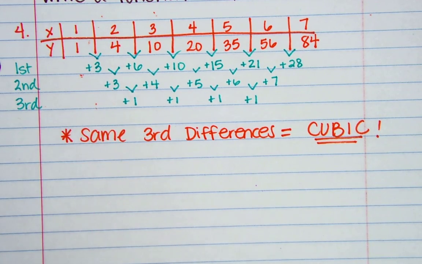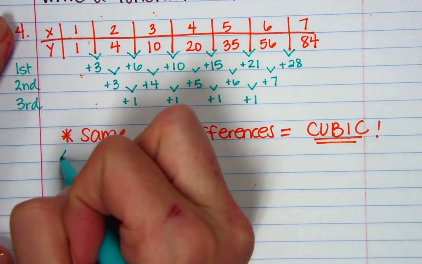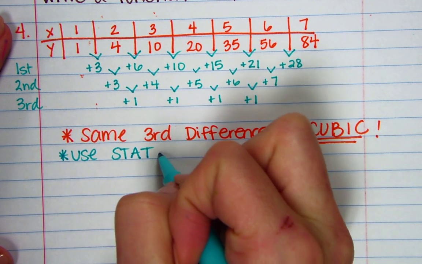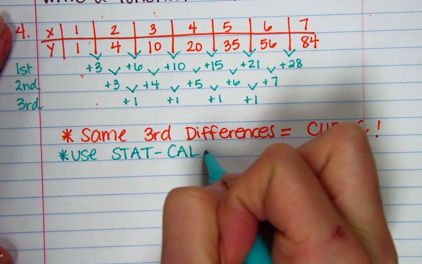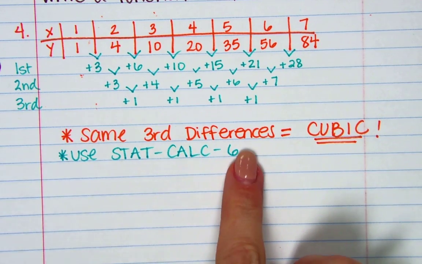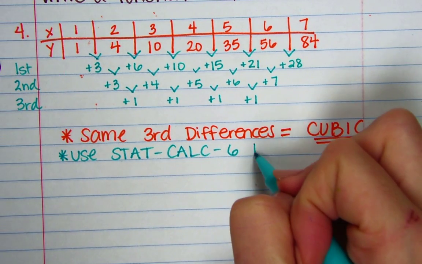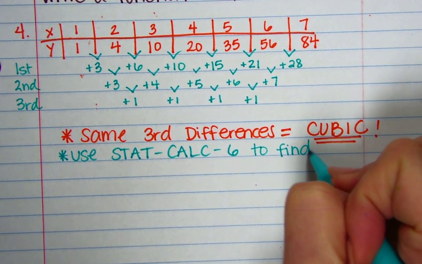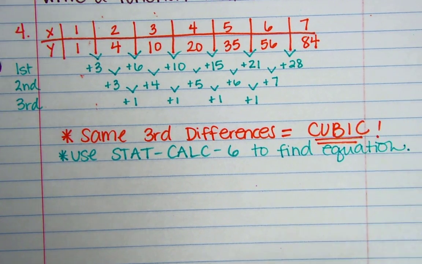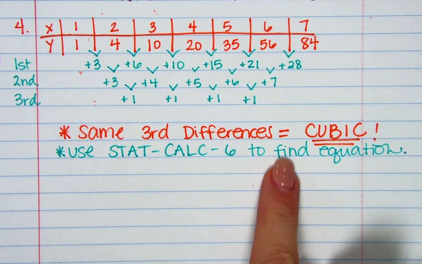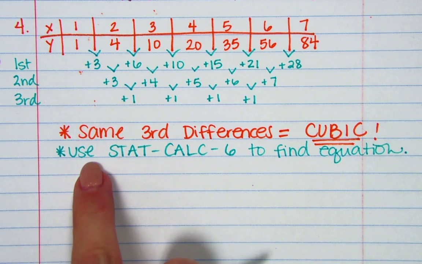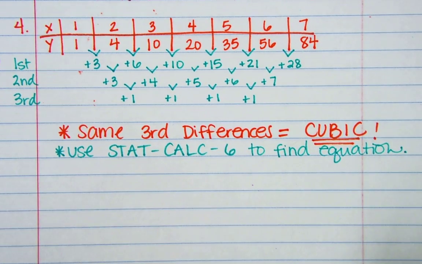The way that we can find the equation is to use stat, calc. 6 is for cubic. You'll see it when we get in there. Stat calc 6 to find the equation. Again, write this down, because if you just write the equation down, you're going to wonder how you got that. But if you write down how you got it, then your notes are useful.